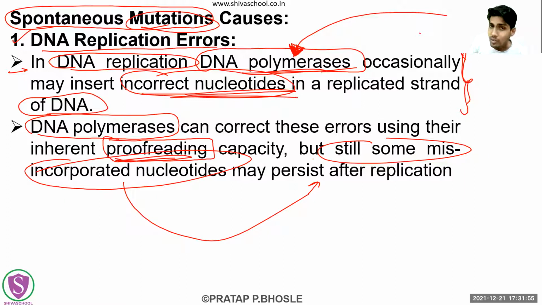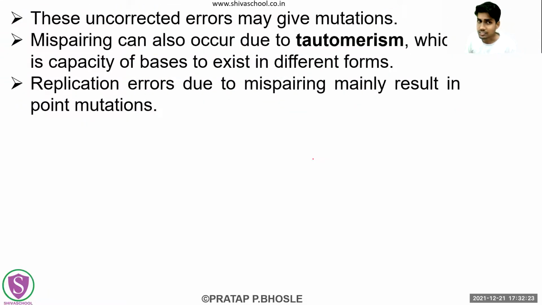misincorporated means what? Whatever incorrect nucleotides were included in the DNA, if they remain in that DNA, then they will ultimately cause what? Mutation. Okay. Because that is not a normal nucleotide. If there is a single abnormal nucleotide in that DNA, then what do we call it? Mutation. Okay, so this is the case. So these uncorrected errors, even after proofreading by the DNA polymerase, if they persist in the DNA, then it will give mutation.